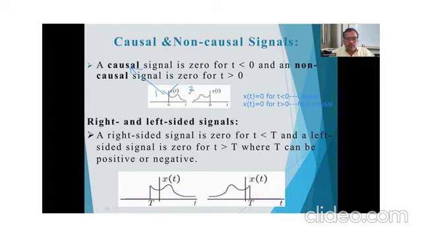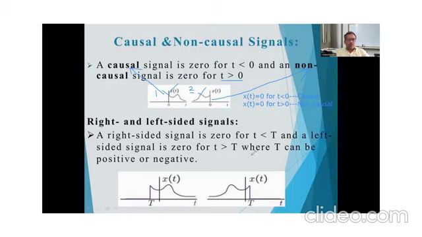Now, let us observe the second signal. Here, x of t is 0 for t greater than 0. Hence, it is a non-causal signal. Just observe that for t greater than 0, it is 0. For t less than 0 only, the second signal exists. Hence, it is called a non-causal signal. It is the example of a non-causal signal.